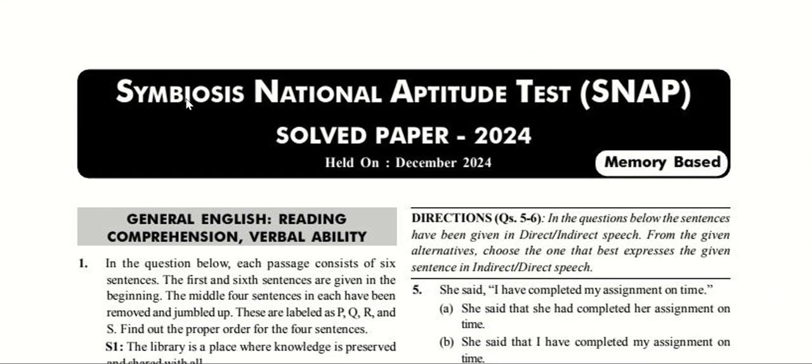Today we are going to solve the Symbiosis National Aptitude Test 2024 paper, which was held in December 2024 itself, by an Ex-NIBM and CMAT 2021 topper. So going ahead in this lecture, we are going to see the reasoning question.